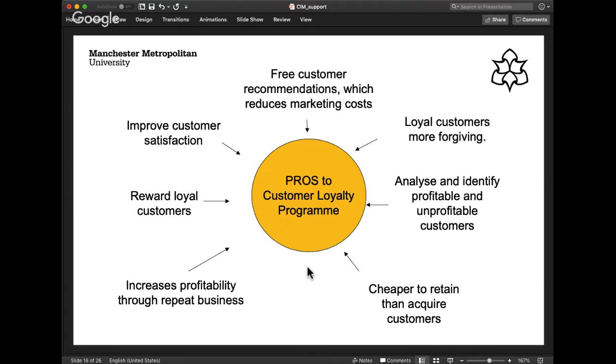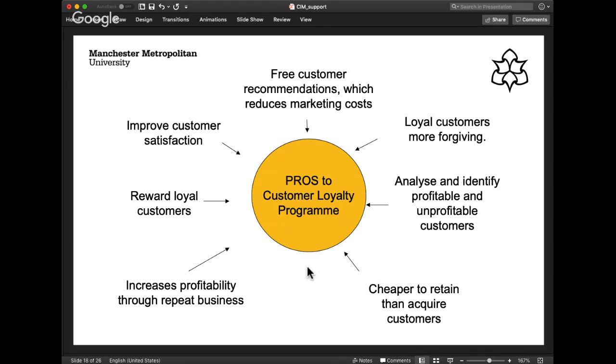It usually improves customer satisfaction because of the connection and the relationship that you'll have with your customer, which is ongoing. You normally get free customer recommendations because you can reduce your marketing costs because it's an introduction to a friend. It's a lot cheaper to retain customers than it is to acquire new customers. So you need to think about remarketing budgets and this retention budget, and the customer loyalty program falling within that. Loyal customers are much more forgiving of any issues of your brand or your organisation, and you need to remember that's a great, profitable area of customer loyalty.